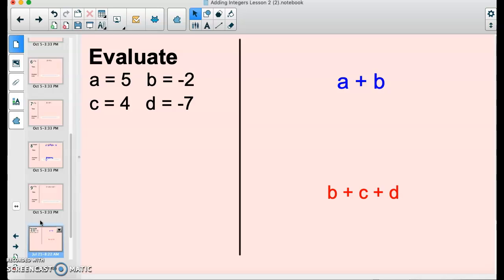All right, evaluating. We did one of these on the first lesson. A equals 5, B equals -2. If you want, you can use a number line. Then you have B plus C plus D. So B is -2, plus C, which is 4, plus D, which is -7. If it helps, go ahead and draw a number line to help you go from each of the different numbers.